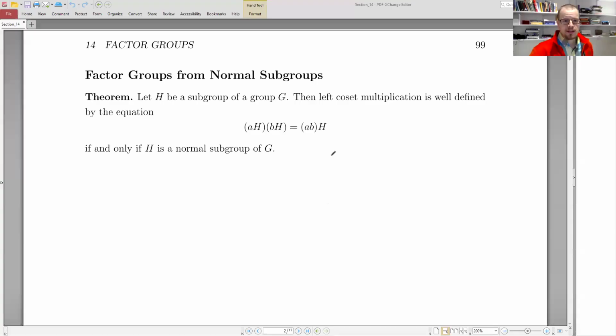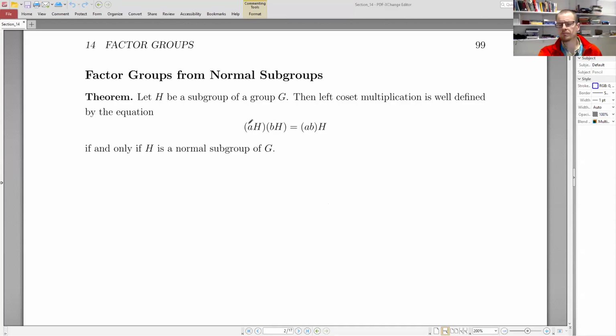So our first theorem is: let H be a subgroup of a group G. Okay, pretty straightforward. A group and a subgroup. Left coset multiplication is well defined by the equation aH times bH, right? Coset times coset is equal to ab times H, which I would argue is pretty natural. So we have this idea.